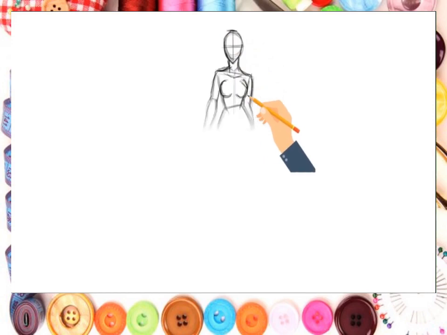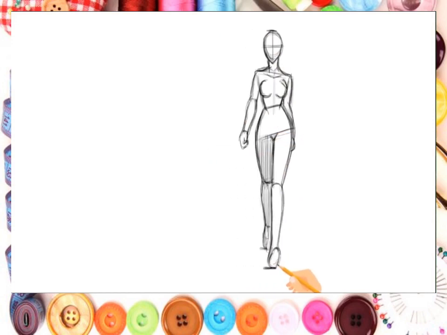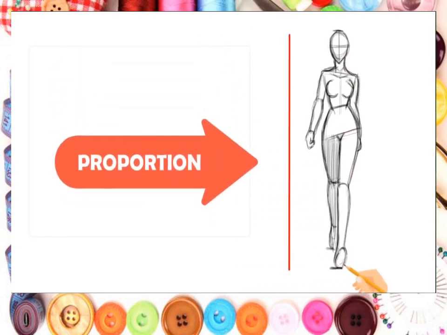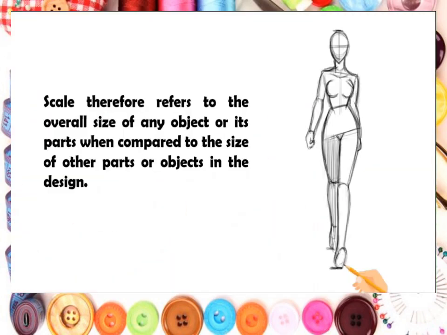Also, when drawing or sketching the human form, proportion refers to the size of the head when in comparison to the rest of the body. Scale, therefore, refers to the overall size of any object or its parts when compared to the size of other parts or objects in the design.